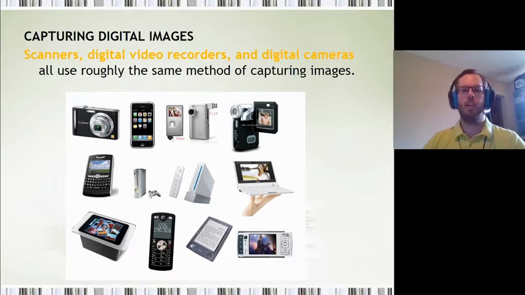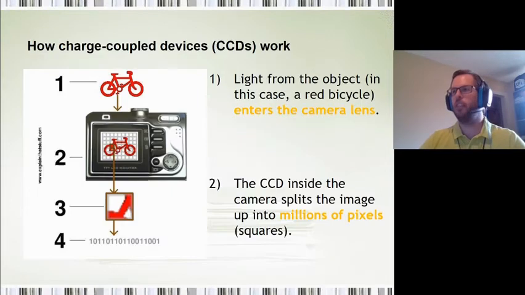Okay, but basically all capturing devices, such as the ones you see here, they all basically do the same thing. They use a charged coupled device. And a charged coupled device is a sensor. It's simply light enters the camera lens, okay? It falls onto a CCD grid, which is basically a grid that's just got millions of pixels on it. And each pixel is assigned a coordinate.